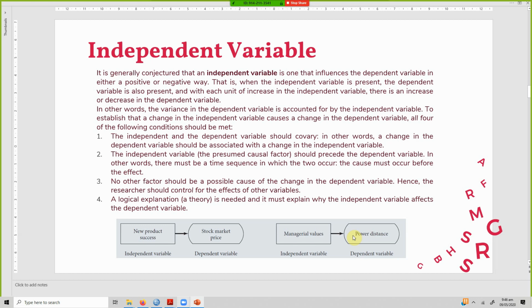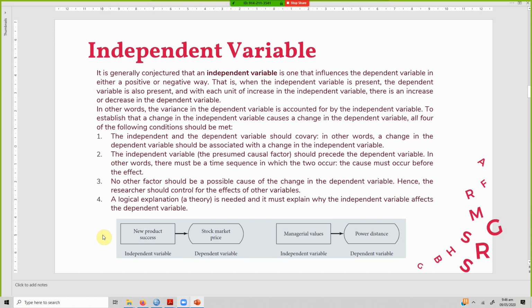And the fourth, there should be a logical explanation, a theory. You need a theory that must explain why the independent variable affects the dependent variable. What's the reason? Now, here are a few examples, just two of them.